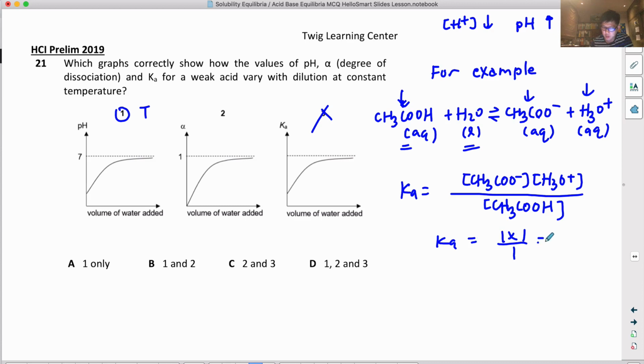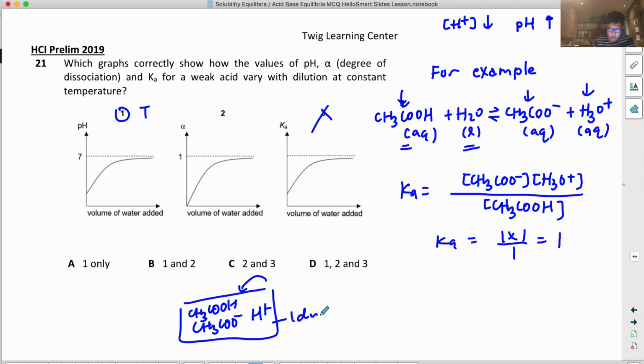I'm just doing this to keep things simple. Let me draw it out first. What happens when you add water? Say you have 1 dm³, but now you add another 1 dm³ of water. The volume doubles and the concentration will halve. So these values become half, half, and half. This is what I call the reaction quotient, which I normally represent by Q, and actually this is equal to half.